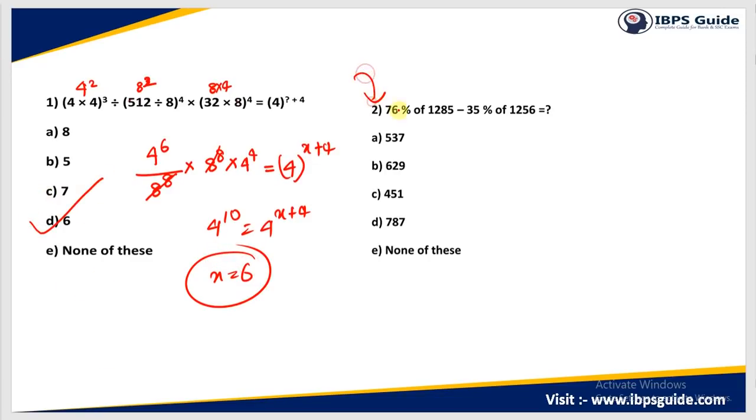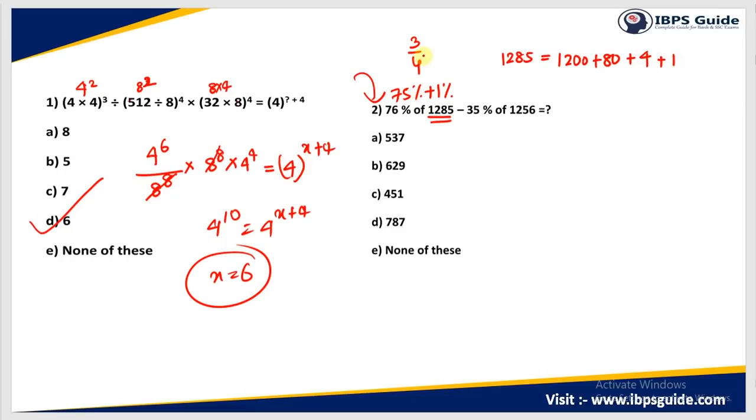Now this is our second question. This is 76% of 1285. So I will find 75% and then 1%, because 1% of 1285 is very easy to find out. So 75% is 3 by 4. So I have to take 3 by 4 of this. I will look at this number, 1285, like this: 1200 plus 80 plus 4, plus 1.